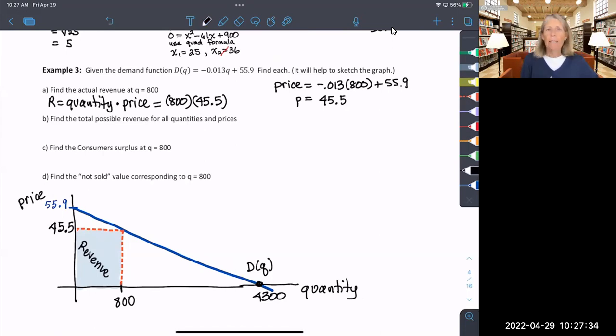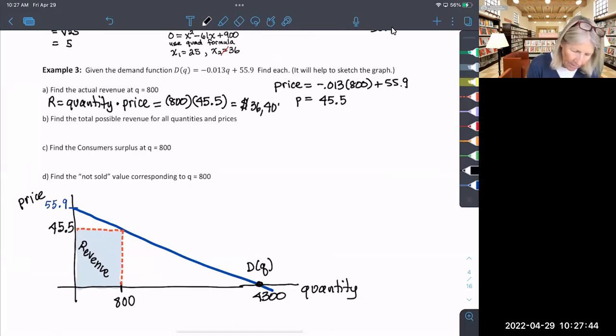Okay, that's the revenue right there. So if you plug it in, 800 times 45.5, you will get that your actual revenue there is 36,400. There's our first answer. And it helps to have the picture so you can kind of see visually what you're finding, right?